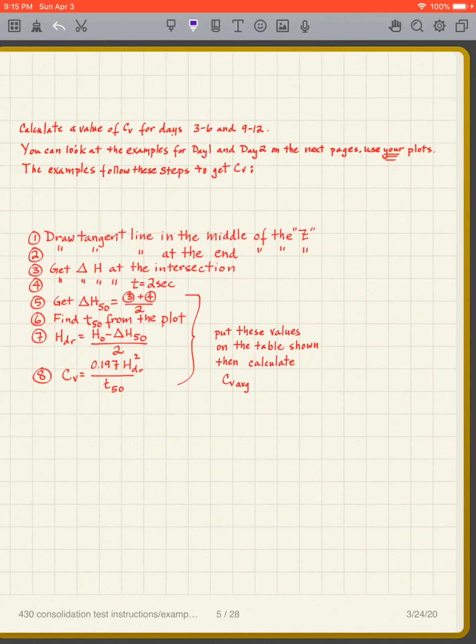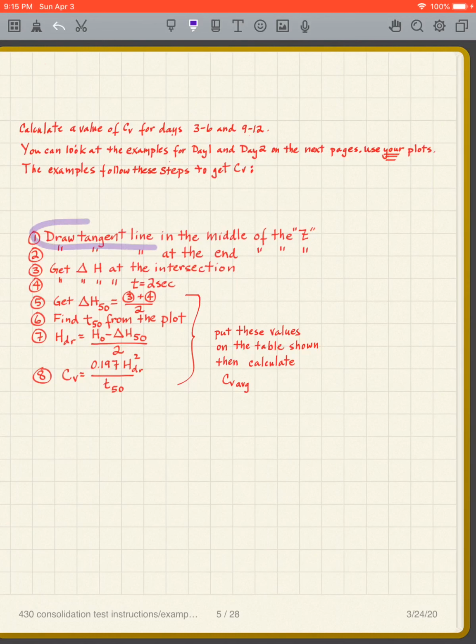So I'm going to go through the examples of how to do this for day 1 and day 2. You need to do it for the other days. And this is a little bit of a cookbook, so I'll apologize for that, but people who have studied this problem came up with this method to get this property. I don't want to go through the theory of it, but right now I just want you to do the cookbook and get the values. And the cookbook consists of these 8 steps.